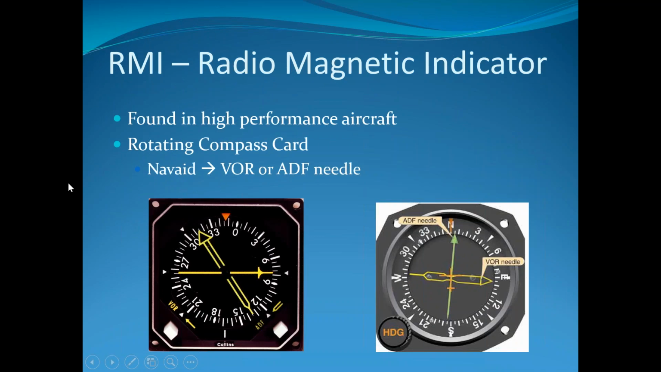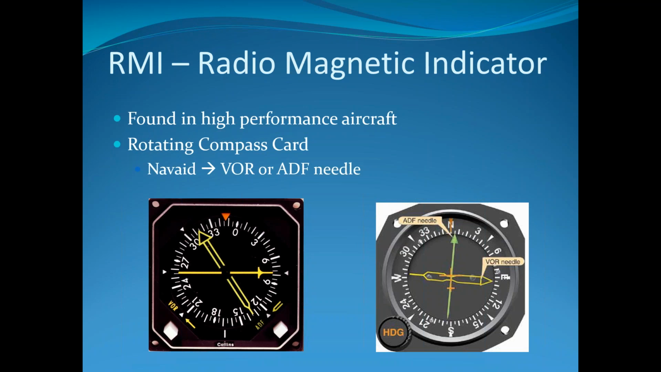Radio magnetic indicator. These things are not really found in many of the modern day airplanes. It's not really found in the airplanes that you're going to ever be dispatching. These are types of things that are really found more in, like it says here, found in high performance aircraft.